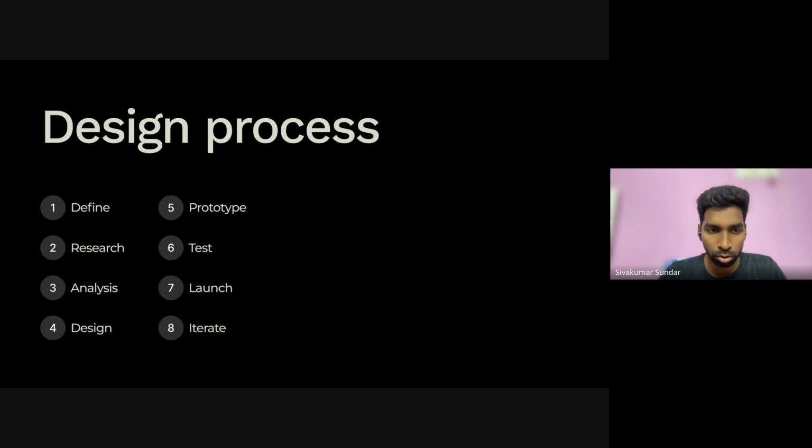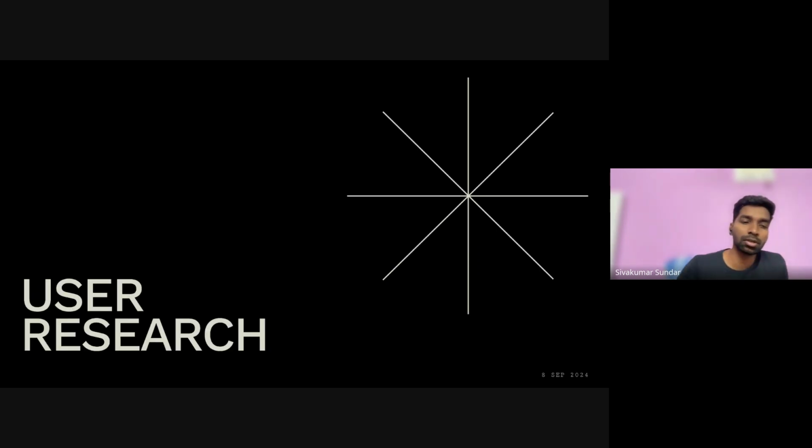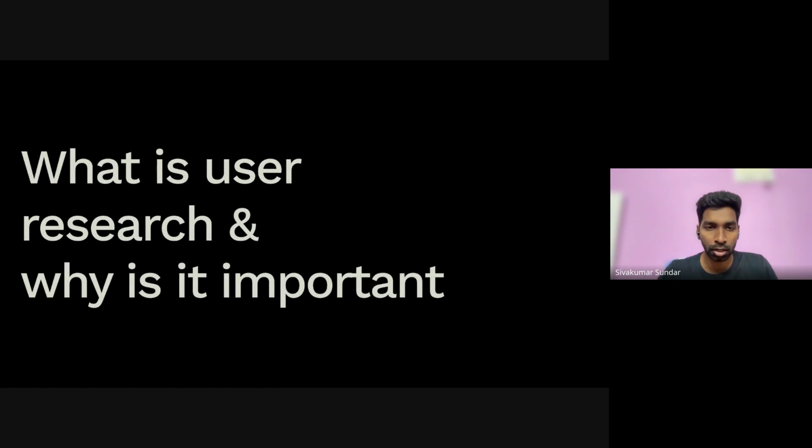We'll see what is define and how you do research if you're going to build, say, an app. How do you go about these two things, right? We'll start doing that, but we'll first see what is research and why it is important. So the session will be about user research, what it is and why it is important.